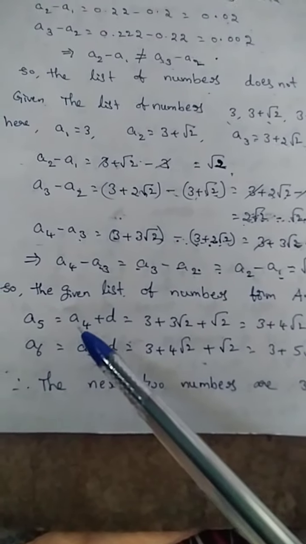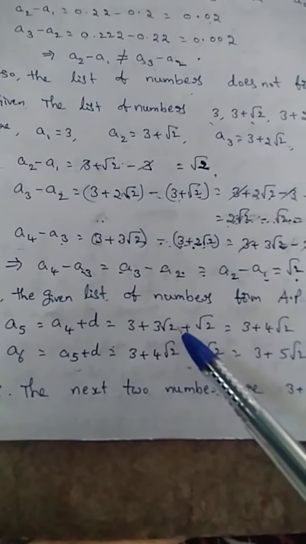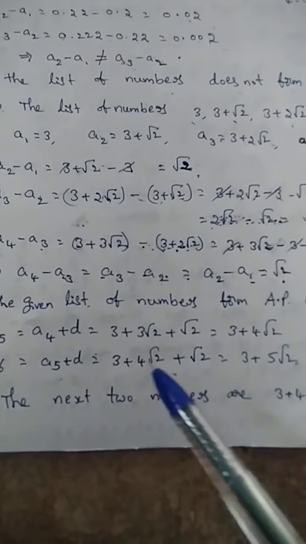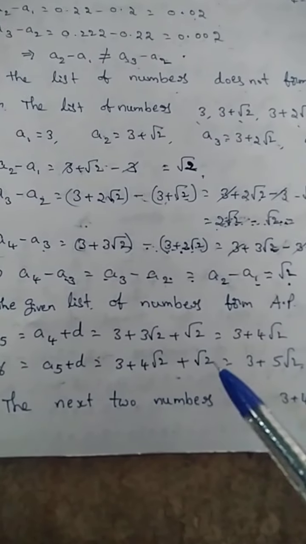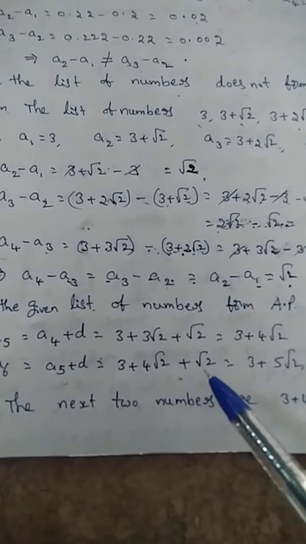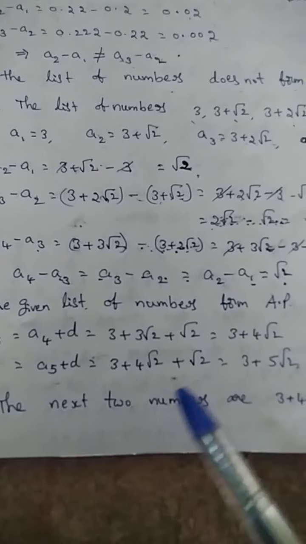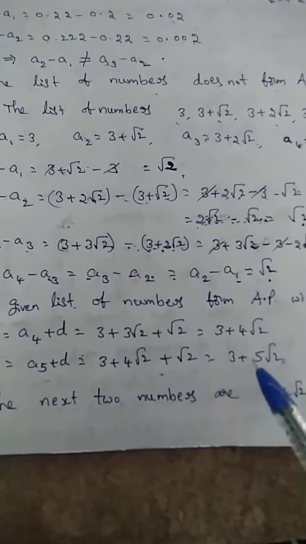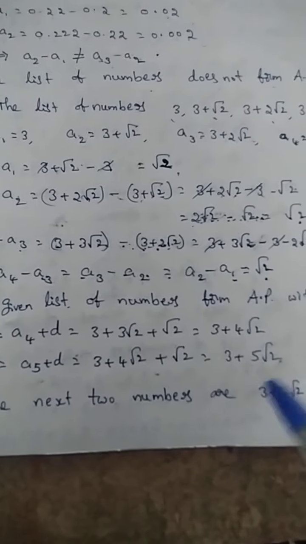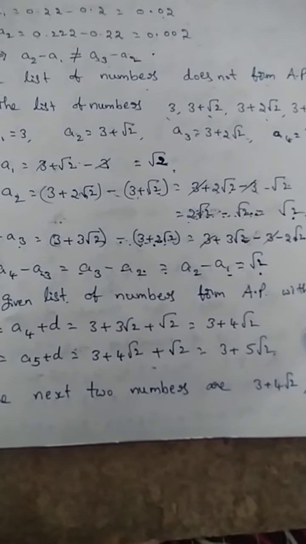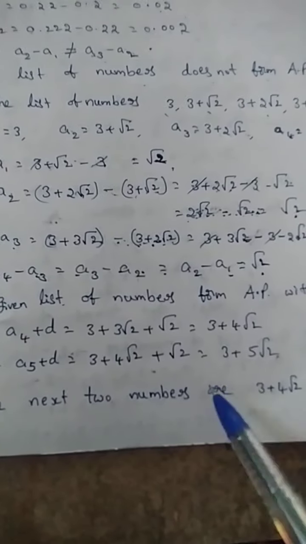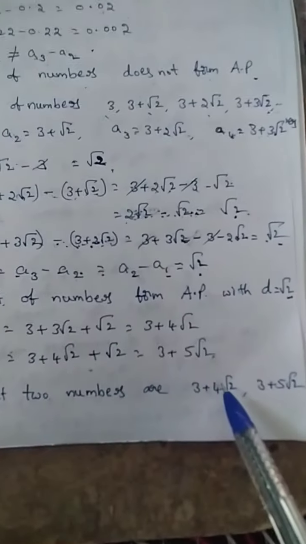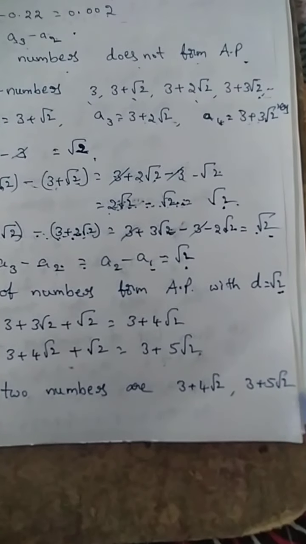Already said, A5 is equal to A4 plus d. 3 plus 3 root 2 is A4, plus root 2. 3 root 2 plus root 2 is equal to 4 root 2. So 3 plus 4 root 2. Then the fifth term is added to the common difference, that means root 2, and we get the sixth term. So 3 plus 4 root 2 plus root 2. 4 root 2 plus root 2 is equal to 5 root 2. 3 plus 5 root 2. Can you say what is the next term? 3 plus 6 root 2. The next term 3 plus 7 root 2. The next term 3 plus 8 root 2, like that. Okay, the next two terms are 3 plus 4 root 2 and 3 plus 5 root 2.